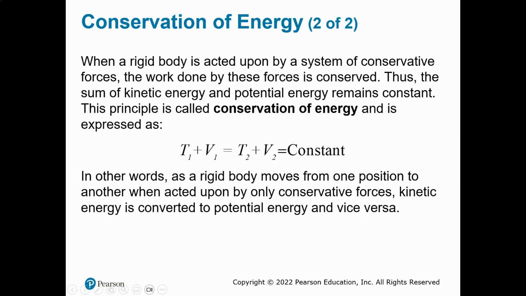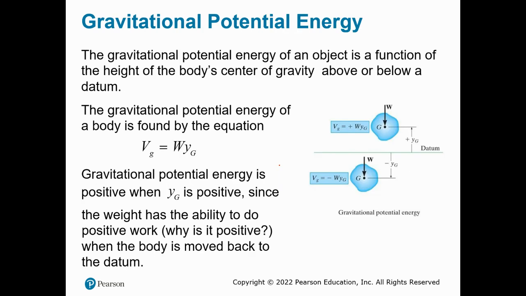On the second page here, when a rigid body is acted upon by a system of conservative forces, the work done by these forces is conserved. So the sum of kinetic energy and potential energy remains constant. This principle we call the conservation of energy. Basically, the initial total energy and the final total energy should not change. That should be a constant. In other words, as a rigid body moves from one position to another, when acted upon by only conservative forces, kinetic energy is converted to potential energy and vice versa.